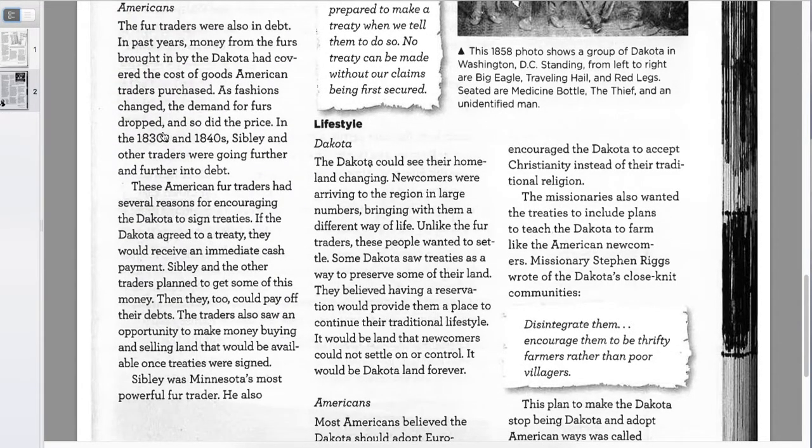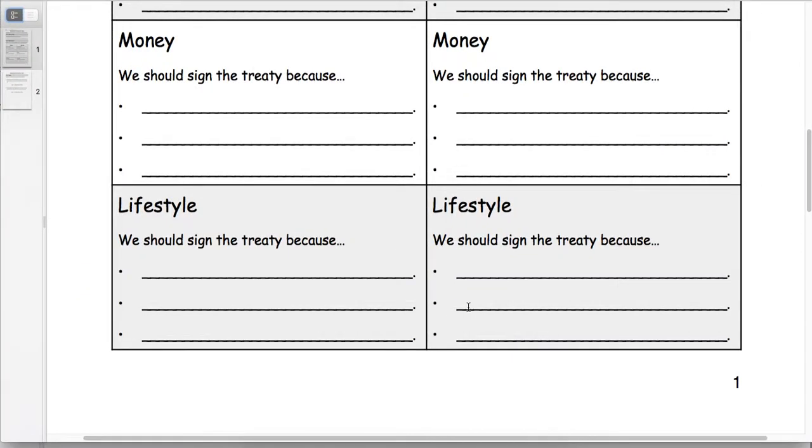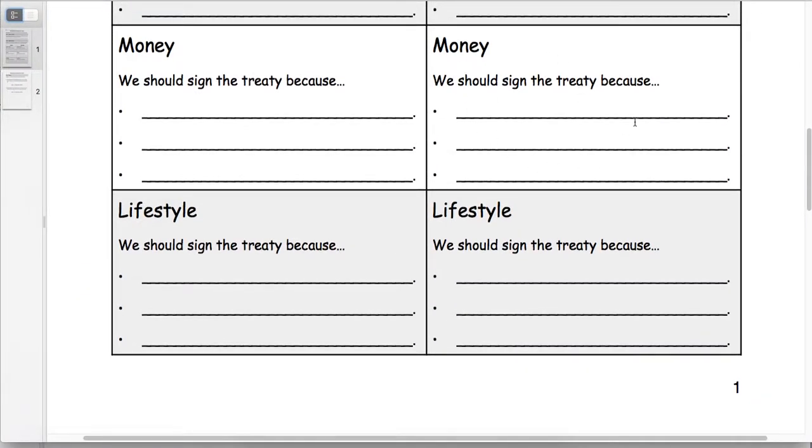So now we want to come back to our notes, and under money, why would Americans want to make treaties? And those Americans in this case might be the fur traders or the American government. We should sign the treaty because, and pause here, based on what you read, why should they sign? Pause.